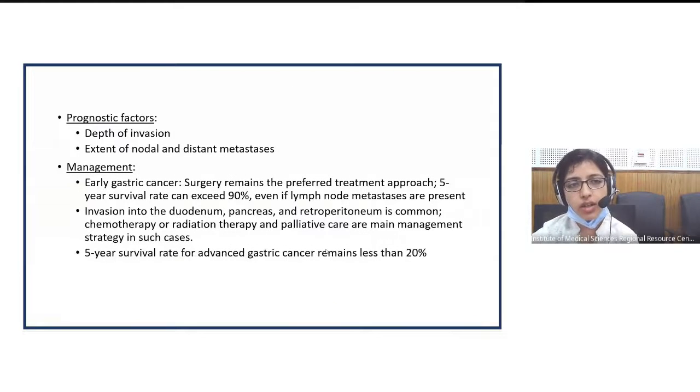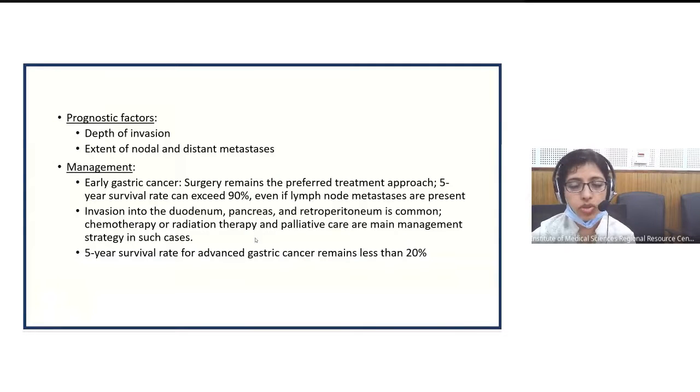Prognostic factors are the depth of invasion and the extent of nodal and distal metastasis. For early gastric cancer, surgery is the preferred treatment and may be sufficient. With early detection, a complete response can be achieved with surgery. The 5-year survival rate can exceed 90%, even if lymph node metastases are present. And depending on the extent of involvement, depending on the stage, chemoradiotherapy may subsequently be given.